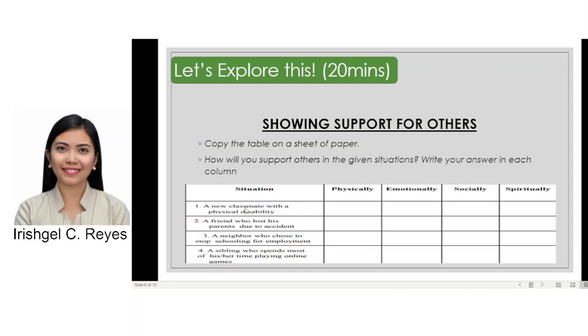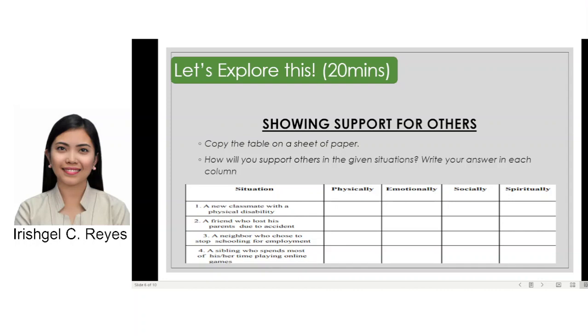First one, that is 1 to 10. I just copied there 1 to 4, but upon looking at your SLM, that's 1 to 10. For example, a new classmate with a physical disability. How are you going to support them physically? How are you going to support your classmate emotionally, socially, and spiritually? And then also answer the processing questions.